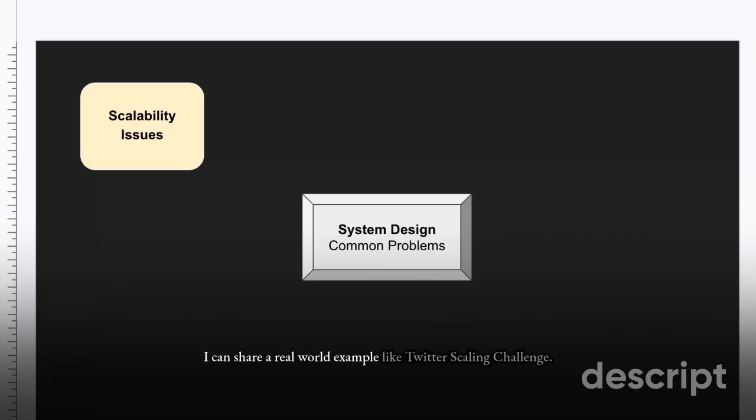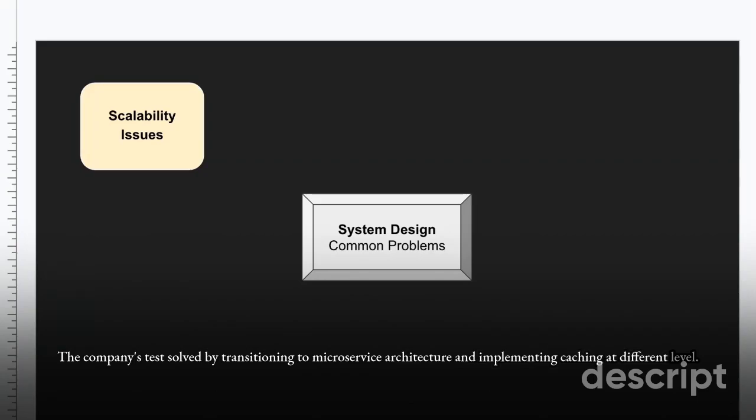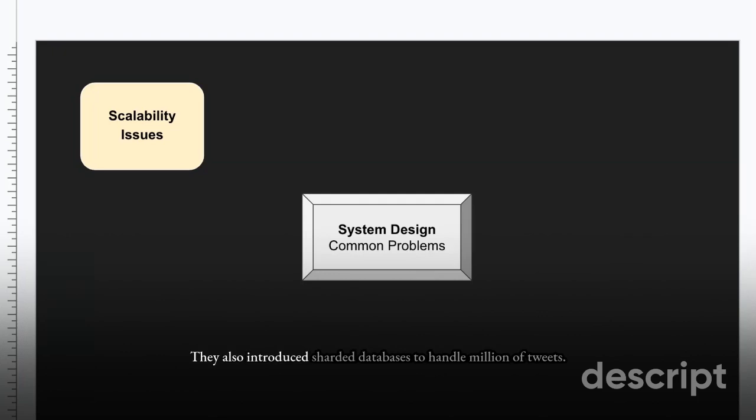I can share a real world example like Twitter's scaling challenge. When Twitter first launched, it experienced frequent outages due to monolith architecture and couldn't handle the increasing user traffic. The company solved this by transitioning to microservice architecture and implementing caching at different levels. They also introduced sharded databases to handle millions of tweets per second. In one of my next videos, I'll definitely touch on this system design problem for Twitter.